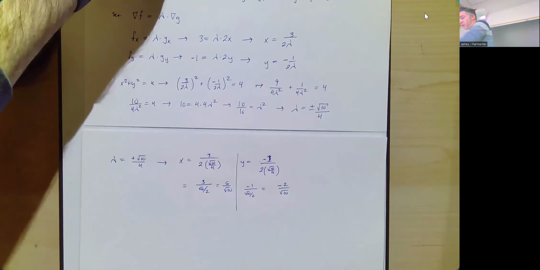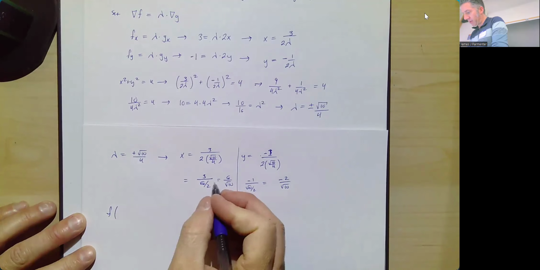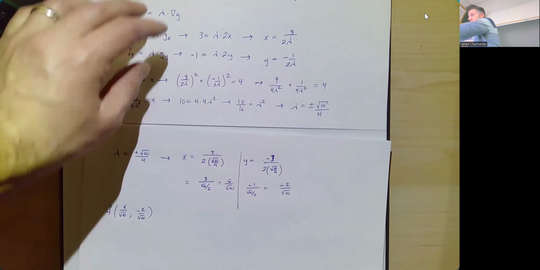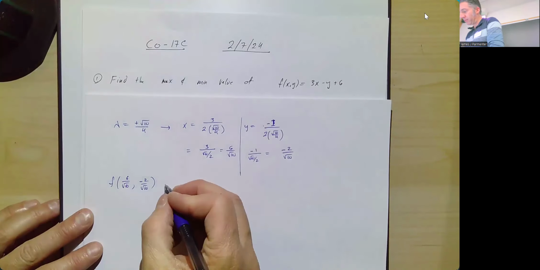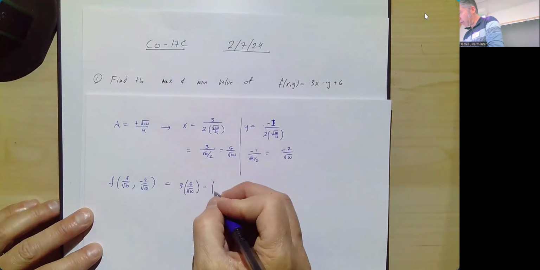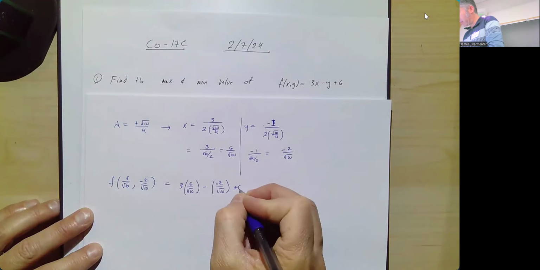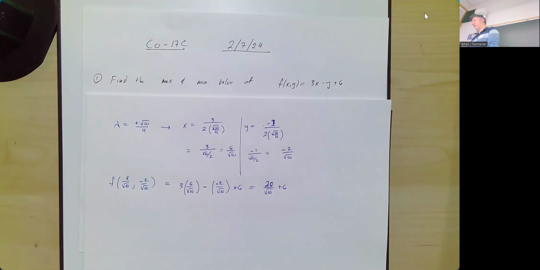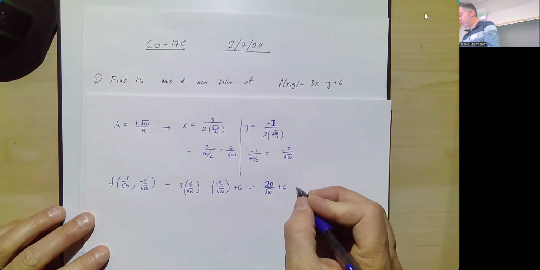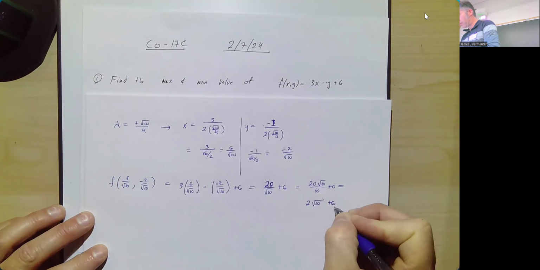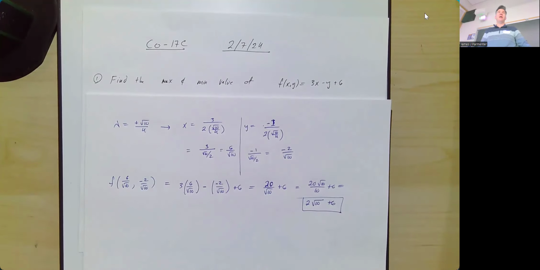So if we plug those into the original function, f of 6 over root 10, comma, negative 2 over root 10. And again, reminding you all that the original function is 3x minus y plus 6. That's going to be 3 times 6 over root 10 minus 1 times negative 2 over root 10 plus 6. And that's going to be, what, 18 plus 2 is 20, 20 over root 10 plus 6. Which, yeah, not my favorite thing ever. If you really, really wanted to rationalize it, it would be 20 root 10 over 10 plus 6, which then becomes 2 root 10 plus 6. I don't know if that's the max or the min yet because I haven't checked the other critical point.